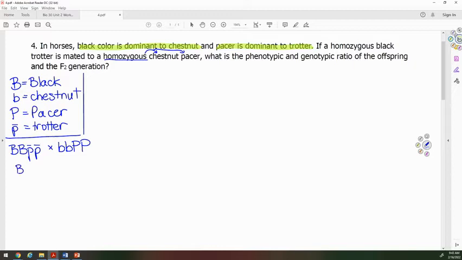Next, let's find the gametes possible from these parents. For that first parent, because they only have a big B and a lowercase p, all the gametes are going to contain those two letters. Same with the second parent. All gametes are little b, big P. When we put that into a Punnett square, we find that all their offspring are heterozygous for both traits.